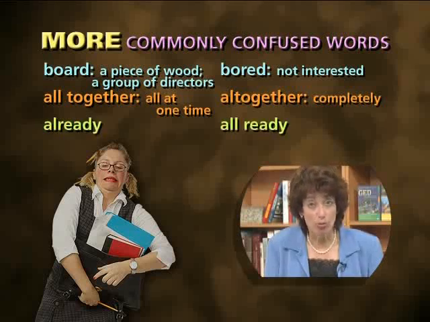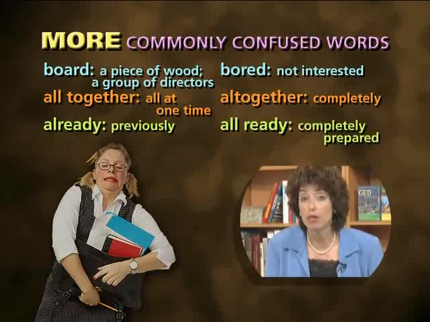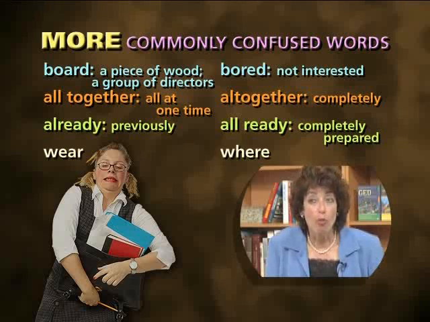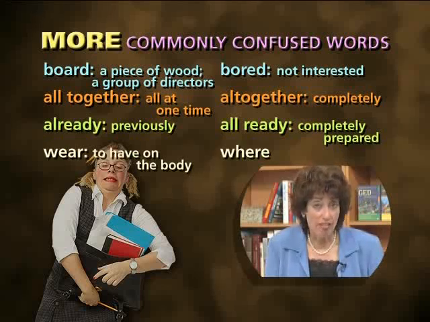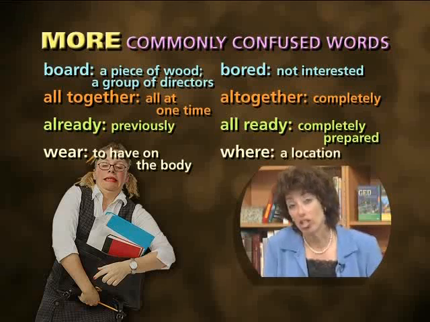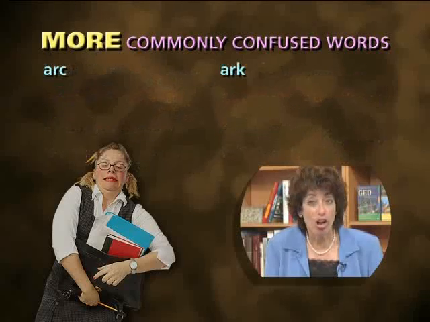All ready and already, one word and two words. As one word, it means previously. As two words, it means completely prepared. I'm all ready. Wear and where. The first one is to have on the body. The second is a location. I get that a lot in student papers, so be careful with wear and where. They're very often confused.